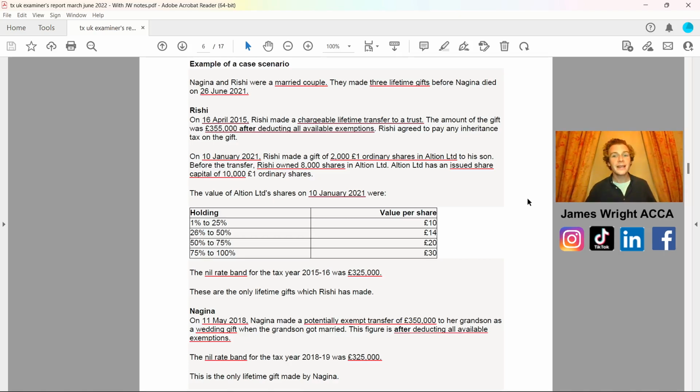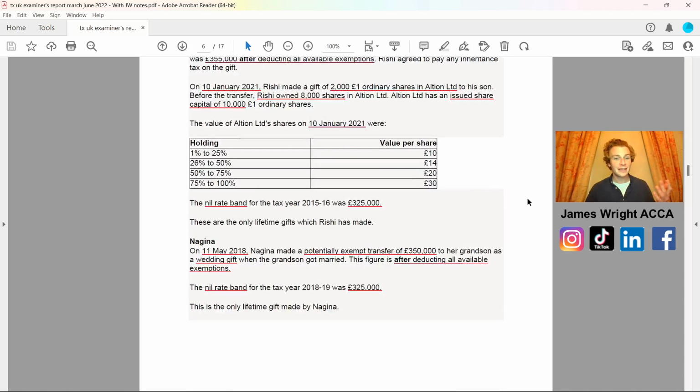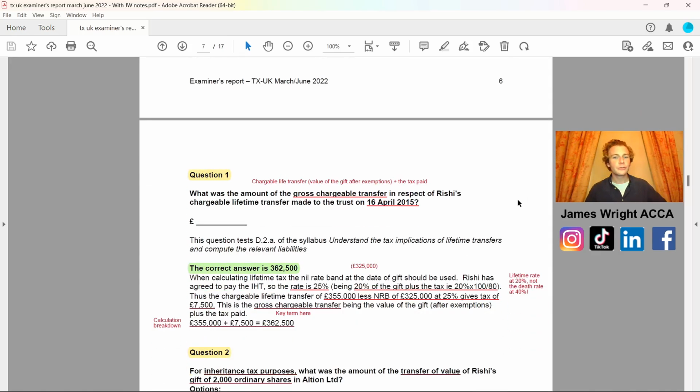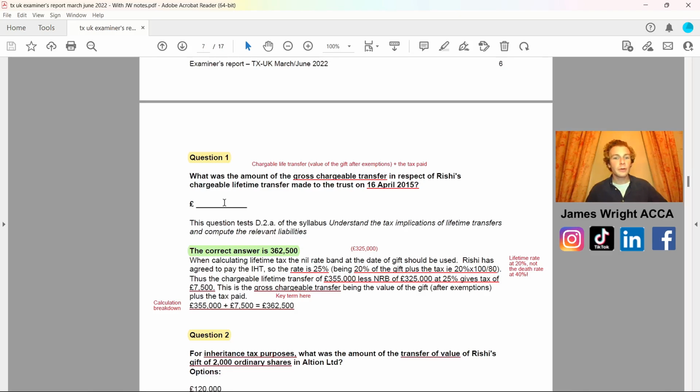So as you can see on the screen, the key things I identified in this question are, first of all, well, if it was me in the exam, I'd go straight down to the requirements. And in this case, it was, what was the amount of the gross chargeable transfer in respect of Rishi's chargeable lifetime transfer made to the trust on the 16th of April 2015. And this is where we have a chargeable lifetime transfer, also known as the value of the gift after the exemptions plus the tax paid. So make sure you're getting these little notes down that will help you out when it comes to your examination.